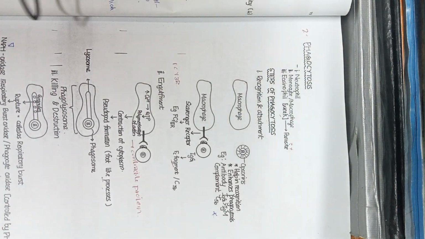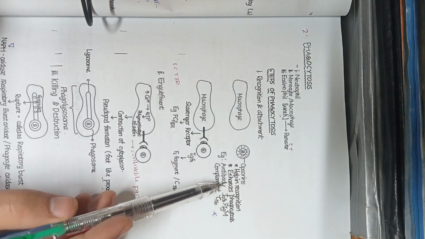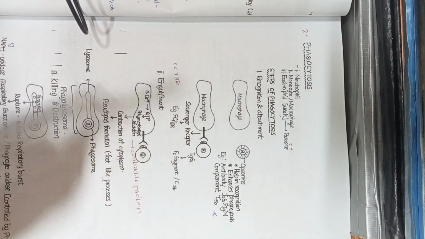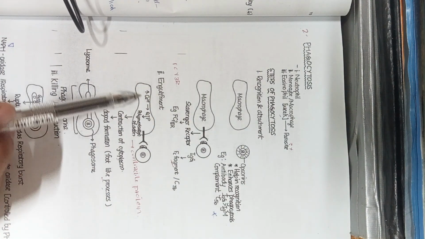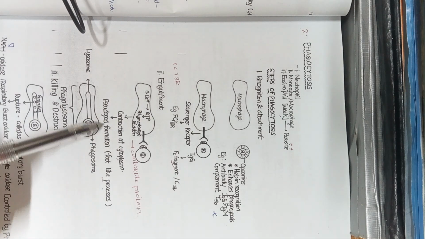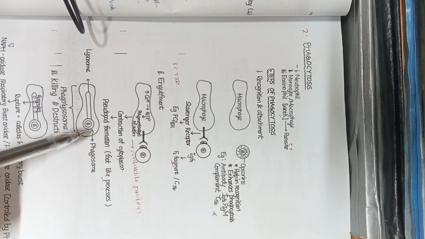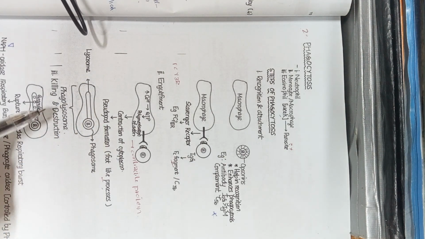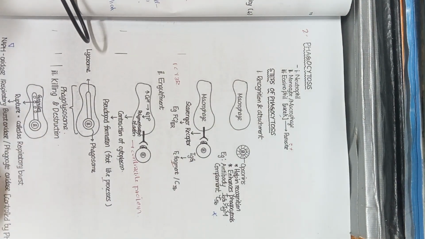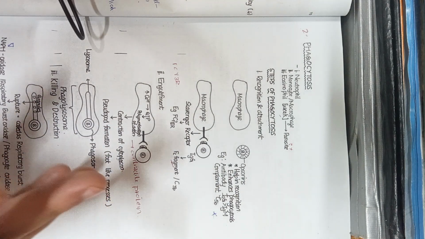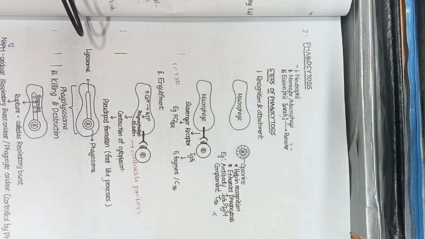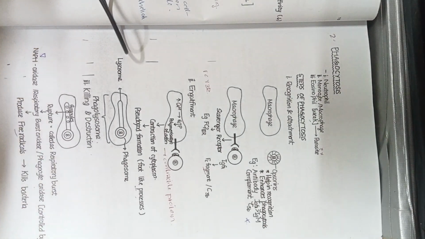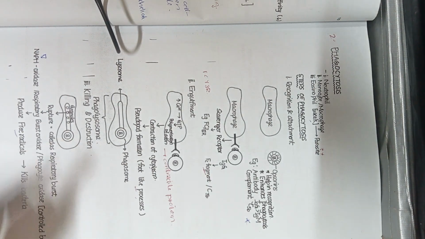The first step is recognition by opsonin, antibody or complement. The second step is attachment by scavenger receptor. The engulfment is done by the contractile protein, with formation of the pseudopod, and then the phagosome is taken towards the lysosome. The third step is killing and destruction. How will it kill or destroy?